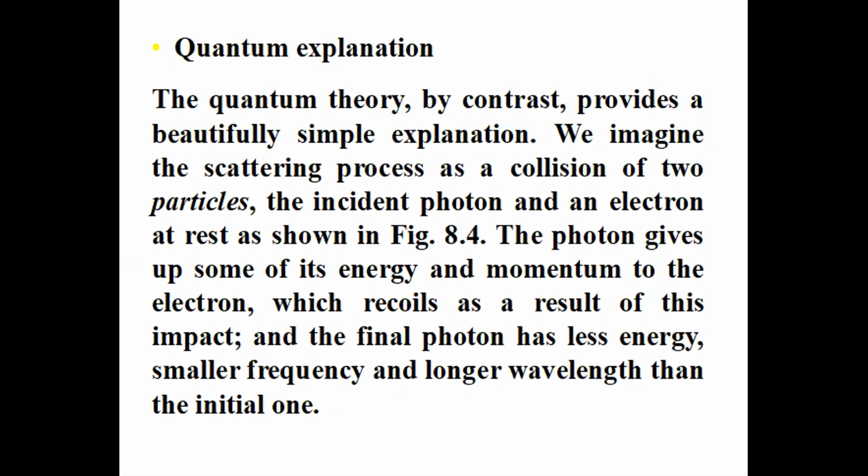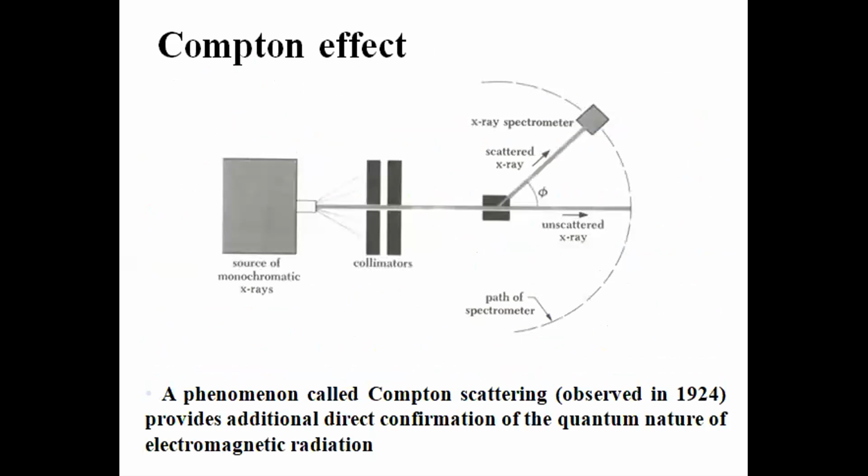Now let us have a look at the quantum explanation. The quantum theory, by contrast, provides a beautifully simple explanation. We imagine the scattering process as the collision of two particles, the incident photon and an electron at rest, as shown in this figure here.